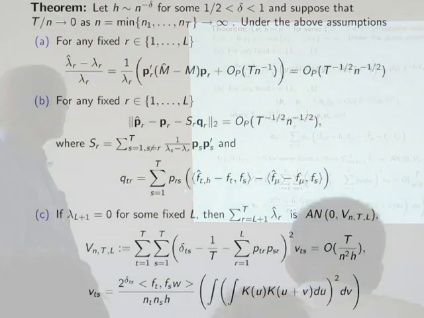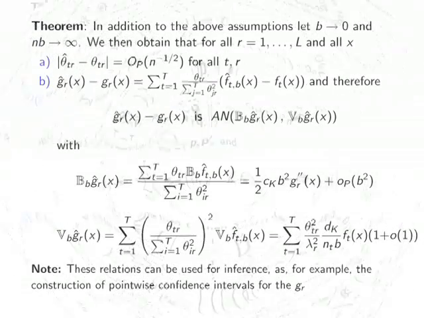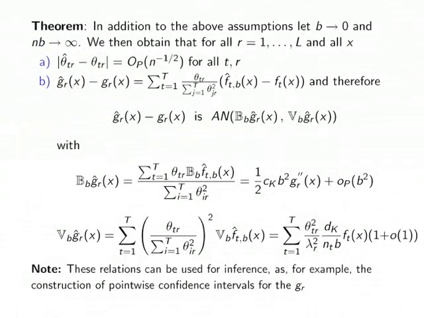Okay, these are the results now for the eigenvalues and eigenvectors. These are results for the g's, how the g's are estimated, and that you have something that is asymptotically normal. The bias depends on the second derivative of the g's, I suppose these are differentiable, and b squared, where b is the bandwidth we use in the second step. I have h for the M matrix, b for estimating the g's.